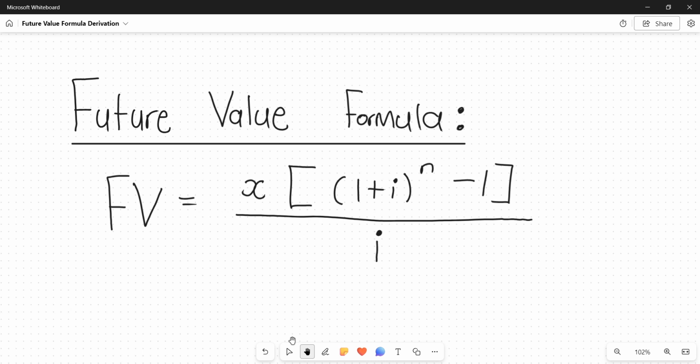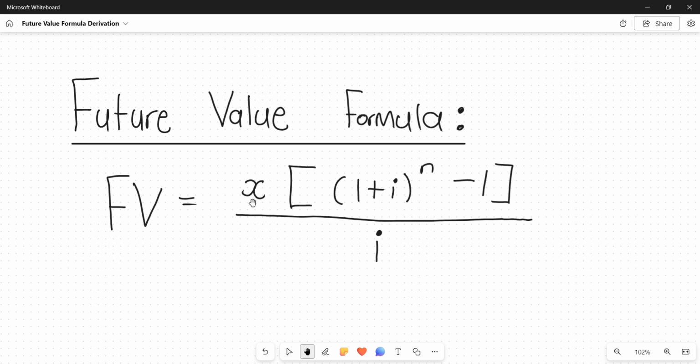In this video, we'll walk you through the derivation of the formula to calculate the future value, which is defined as follows. We're saying the future value equals the regular payments of x into 1 plus i to the power of n minus 1, all divided by i. Now, this formula helps you to calculate the amount you will have in the future if you make a regular payment, say, of x over time.